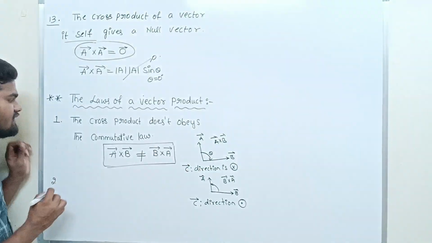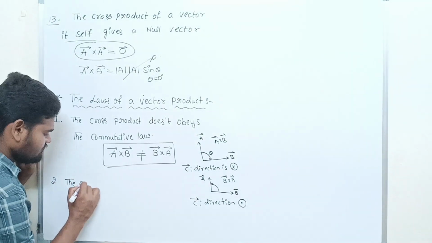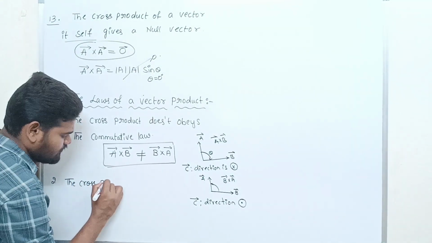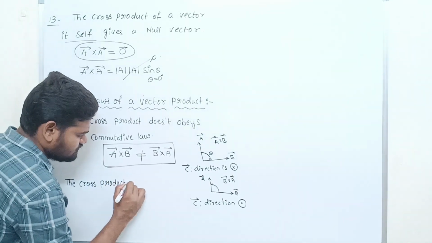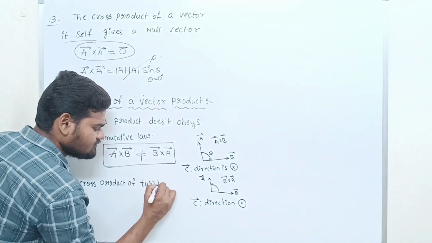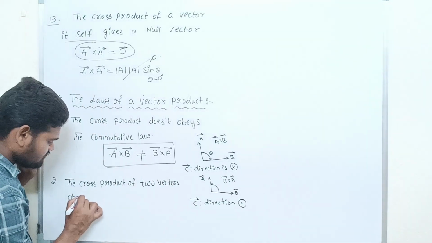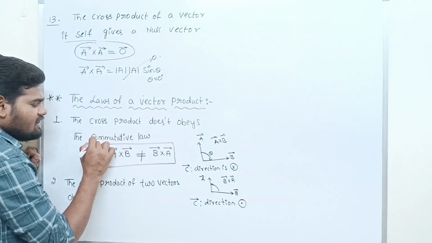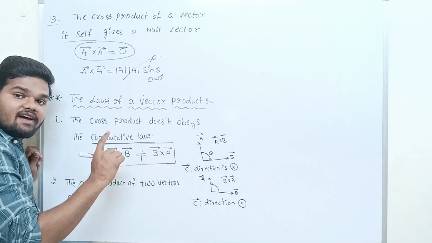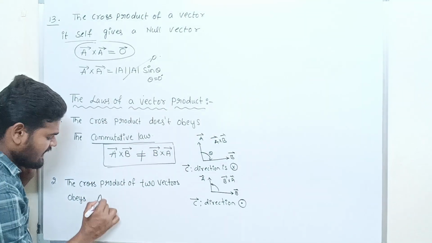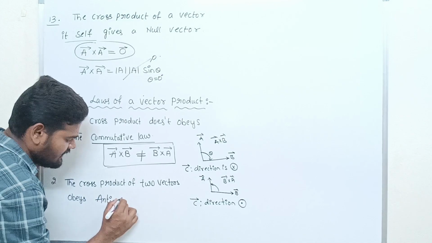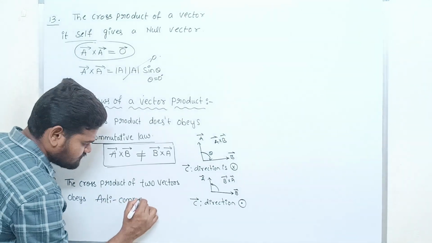Right. So the second one: the cross product of two vectors does not obey the commutative law, but it obeys the anti-commutative law.